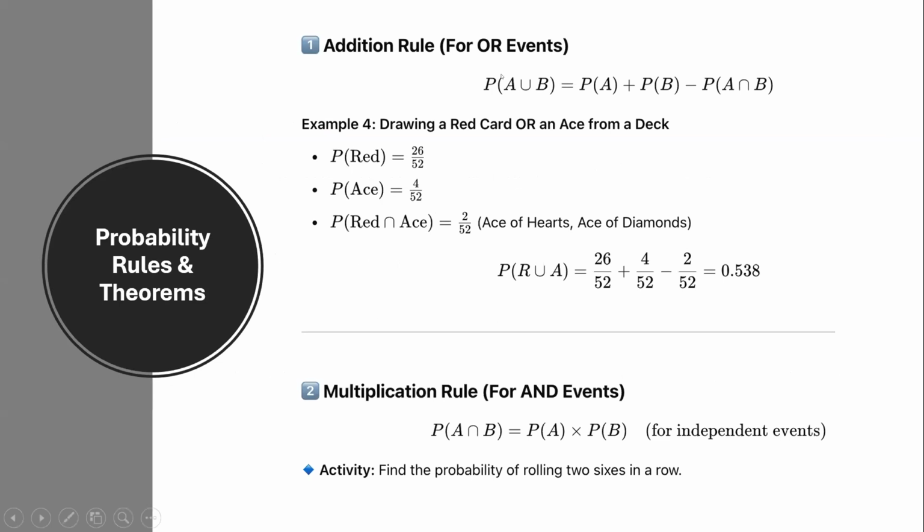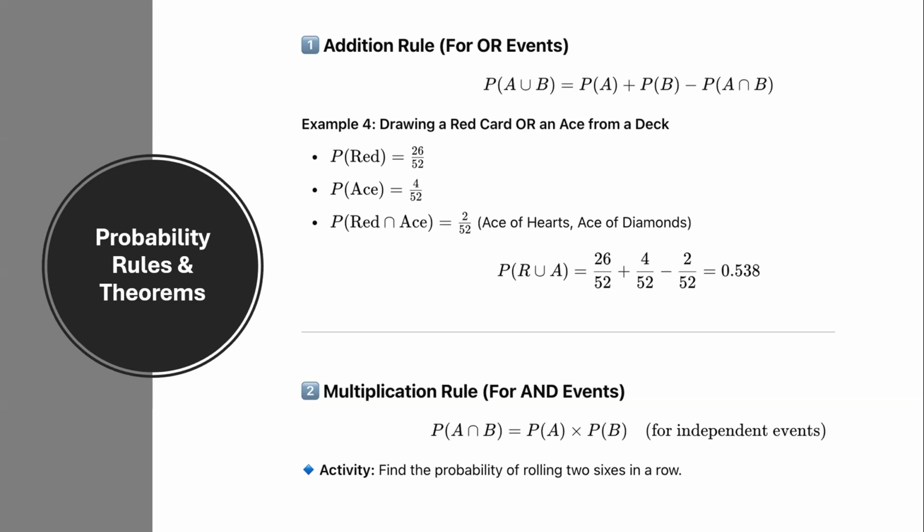That was the addition rule that we have discussed, right? So here it's an OR event. We want to know the probability of drawing a red card or an ace from a deck. The formula for this is P(A) plus P(B) minus P(A intersection B). But as we discussed, if A and B are mutually exclusive events, the probability of having A and B together will be zero, because these two events cannot happen simultaneously. So for mutually exclusive events, the addition rule formula will be P(A) plus P(B).